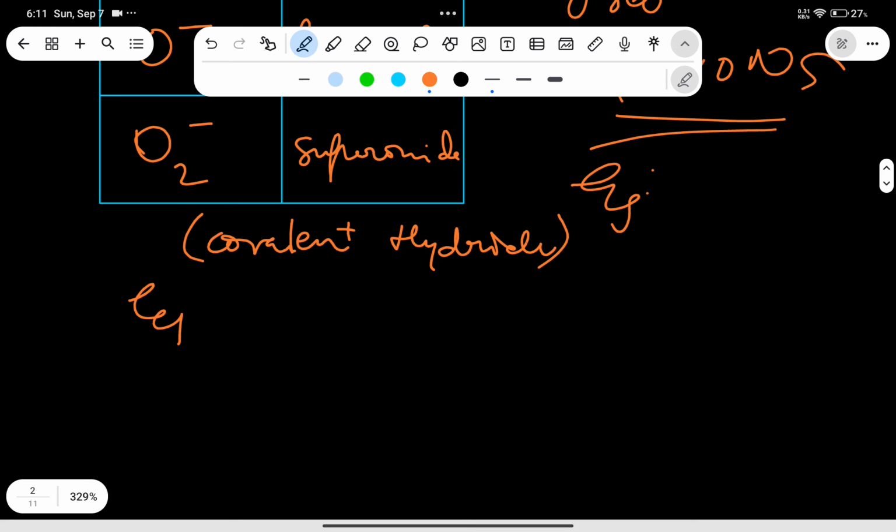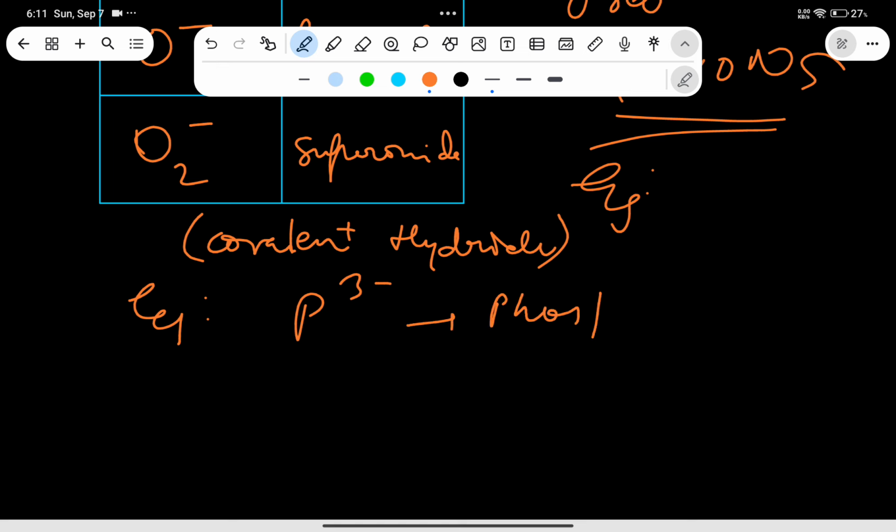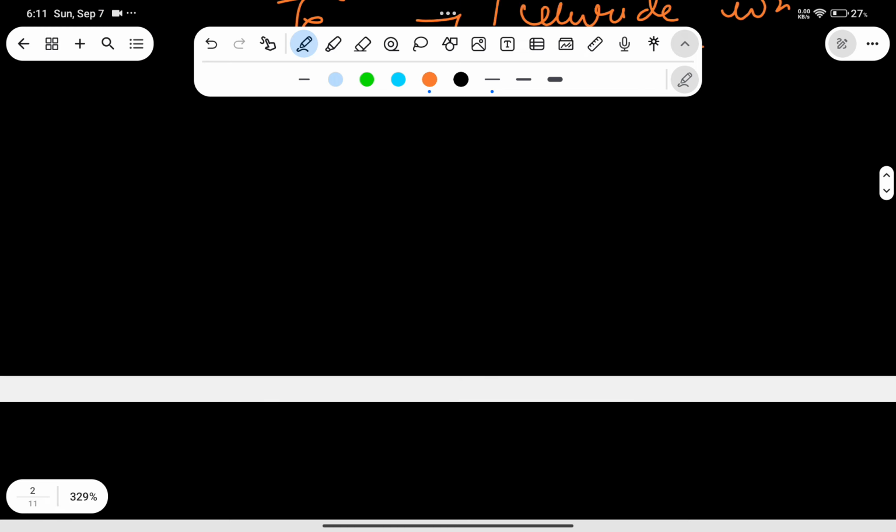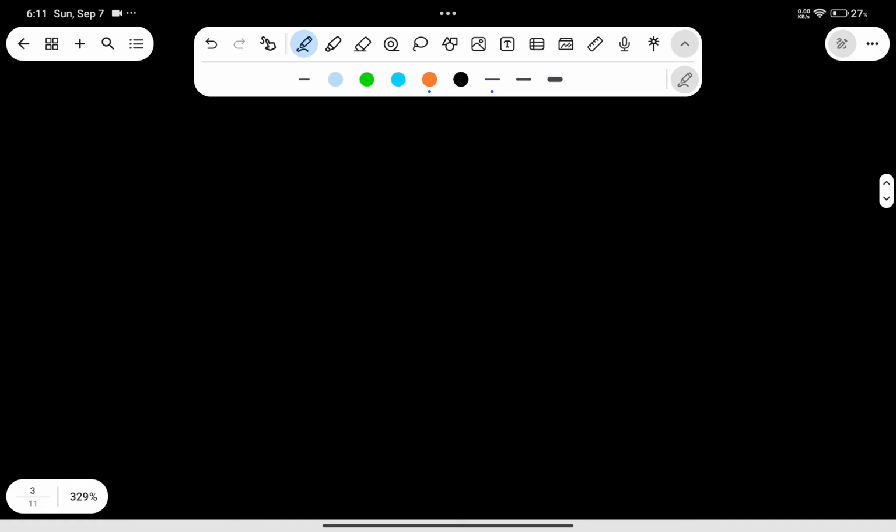There are some other examples also. For example, P3 minus, this is phosphide ion. Then you have Te2 minus, it is telluride. All you have to do is start with the name of the element and then add ide to it, and you'll make the name. So I think this is very much clear. So this was all about non-oxo anions.